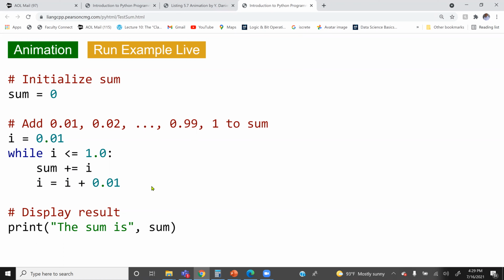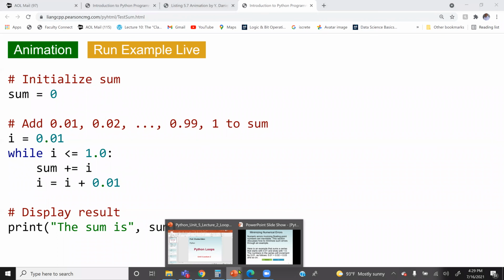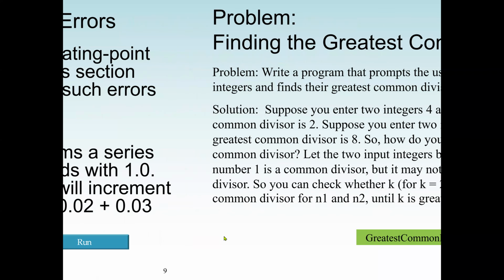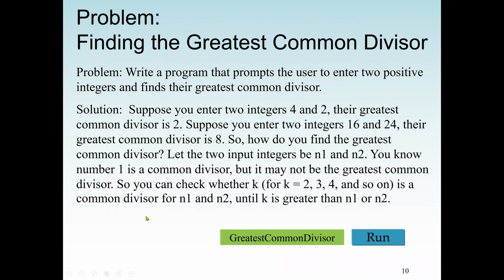So this is a program that, again, will find the sum. We have the condition here. For example, it will sum a series of numbers that start from 0.01 and end at 1.0. So let's see this program.